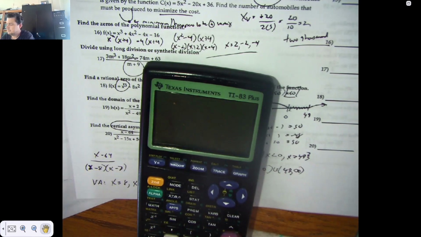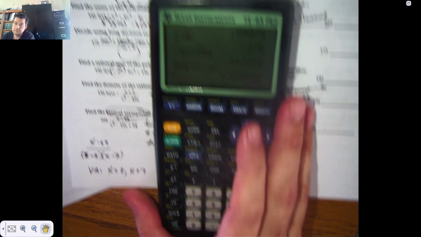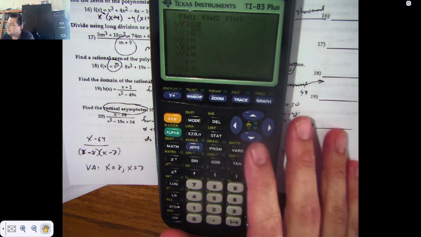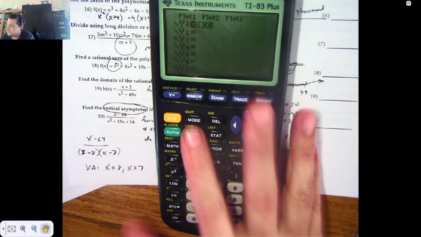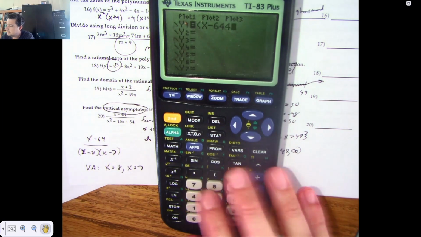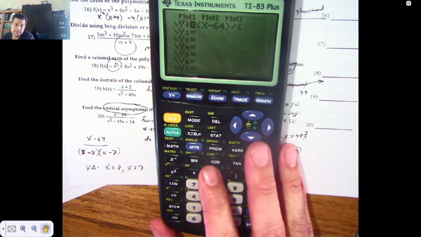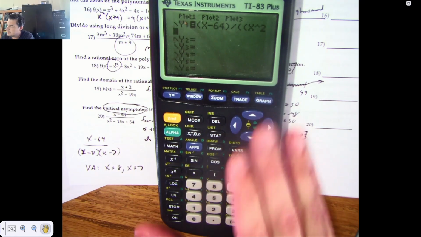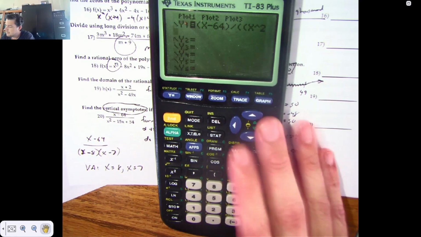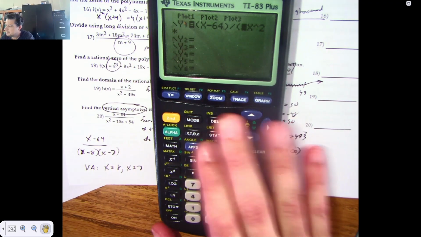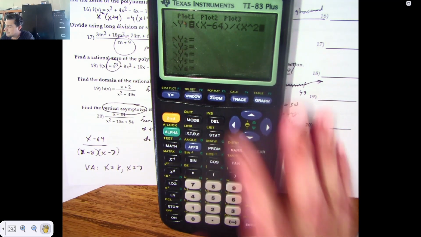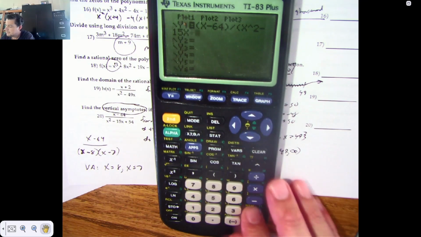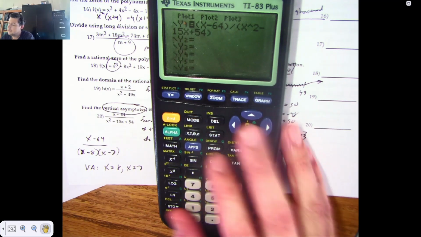Don't you miss the good old days when you could just look at things in a calculator? This is an old calculator, but you can still look at it. I know that seems foreign to some kids, how we can just look at things. This was x minus 64 over, and this is an old calculator, so I have to type it in kind of funny. X to the second minus, I got too many parentheses, minus 15x plus 54, and then zoom 6.